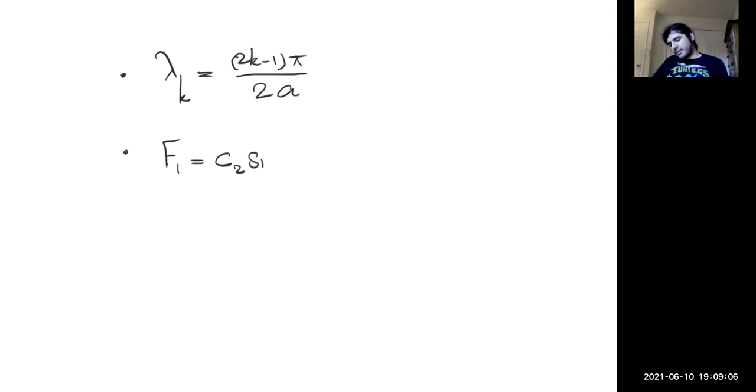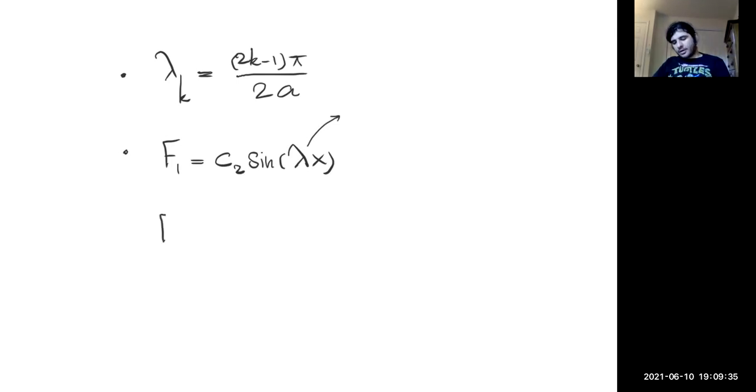So lambda k is equal to 2k minus 1 pi over 2a. And f1 was equal to a constant times sine of lambda x. Its derivative was cosine, right? So f1 was c1 cosine plus c2 sine, where c1 was 0. So now we get a lot of different solutions because this lambda can be any of these numbers, lambda 1, lambda 2, lambda 3, all of them. Each of these things gives us one solution.